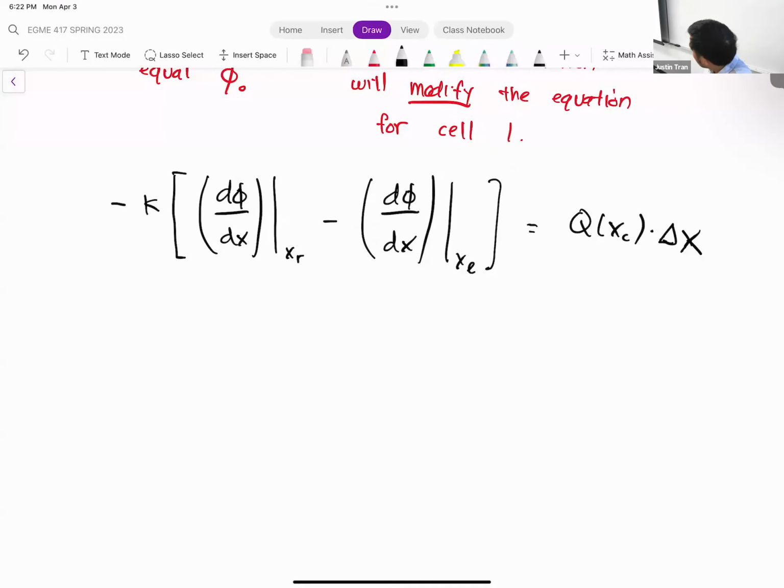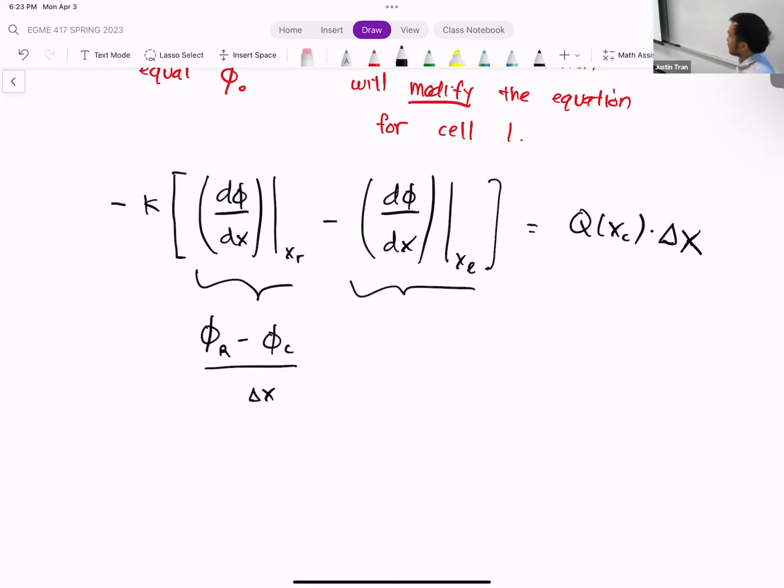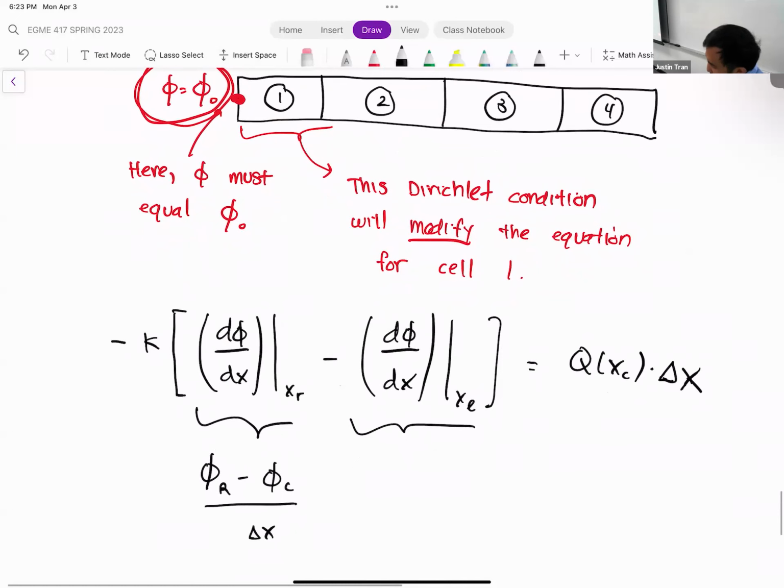All right, so let's go ahead and apply our next steps. So remember, our next step is to apply our usual forward difference here. And so for x sub r, this d phi dx here is going to be phi at x_r minus phi at x_c, all divided by delta x. Okay. For the right neighbor, this is fine, because we're on the left-hand side of the domain. And so if we're looking at cell 1, we have a neighbor on the right. And so our neighbor on the right here is going to be cell 2. All right, so that one's okay.